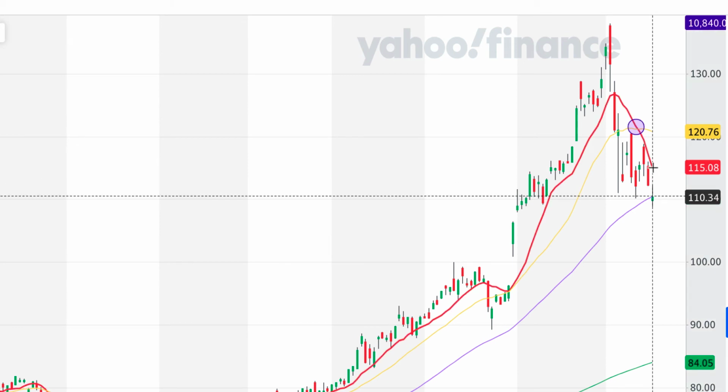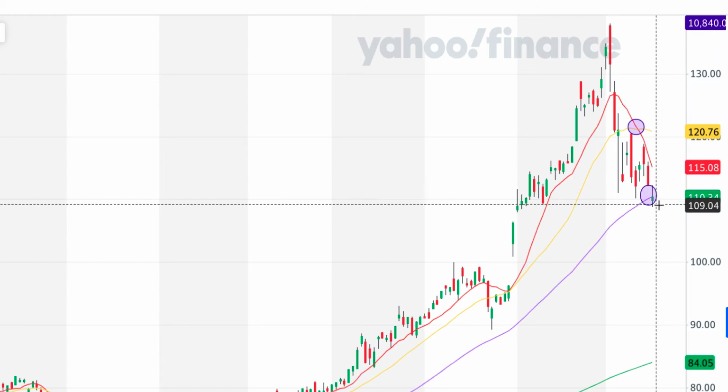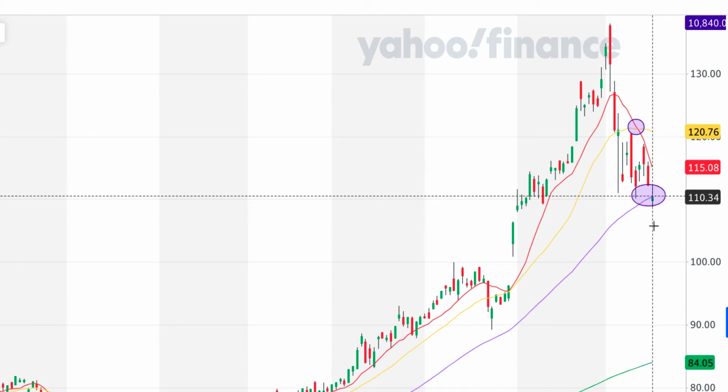So it wouldn't surprise me to see Apple back at 115 in the short term, but that would still be a negative because it's still using that 10-day moving average as resistance. Then we have this 50-day moving average, and here's another bearish sign for Apple. It actually closed right on it yesterday. It dipped below it and closed right on it. So it's a critical moment of time for Apple there, and we'll explain why in a second.